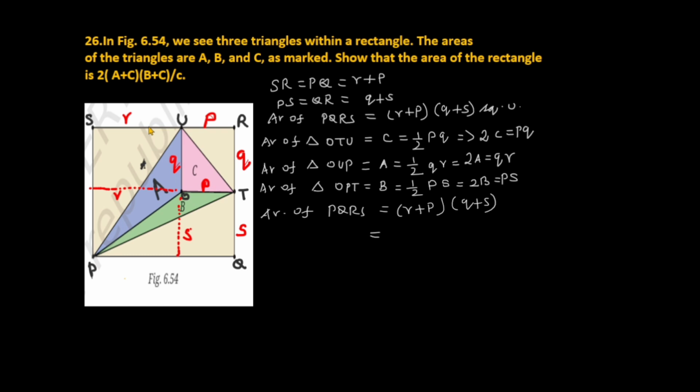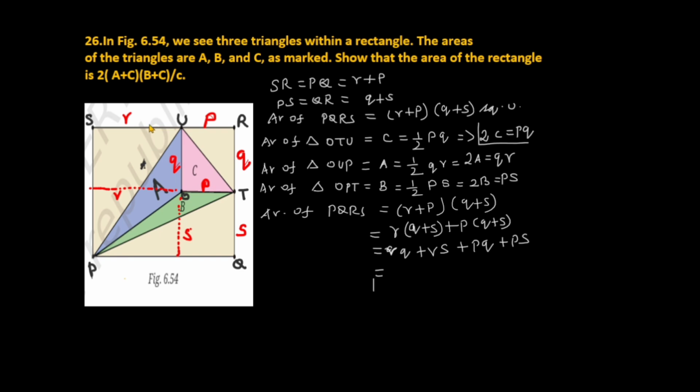Now distributing, R plus P into Q plus S. When we are multiplying two binomial expressions, split R plus P as R into Q plus S and P into Q plus S. Now distribute R. So RQ plus RS plus PQ plus PS. We are getting this relation. Now replace RQ, whatever is required, we can replace. We are having three results.